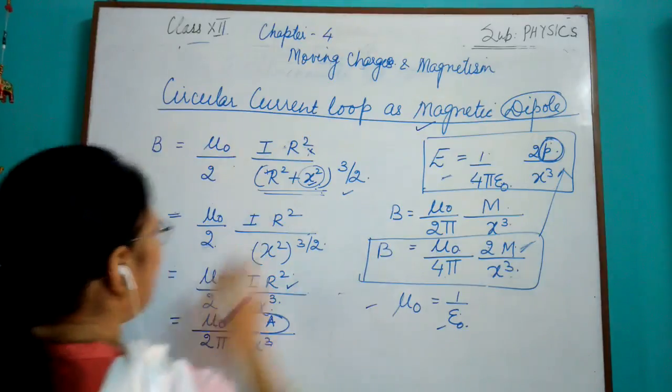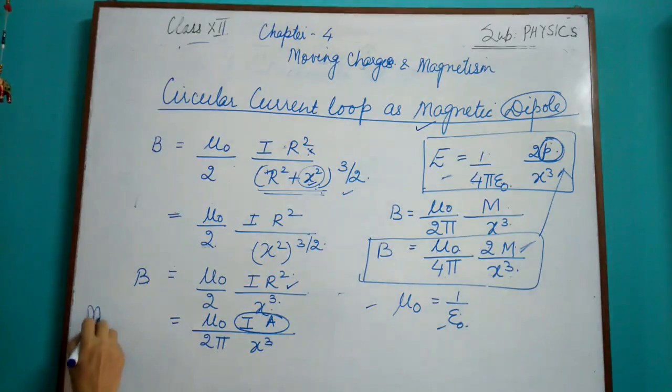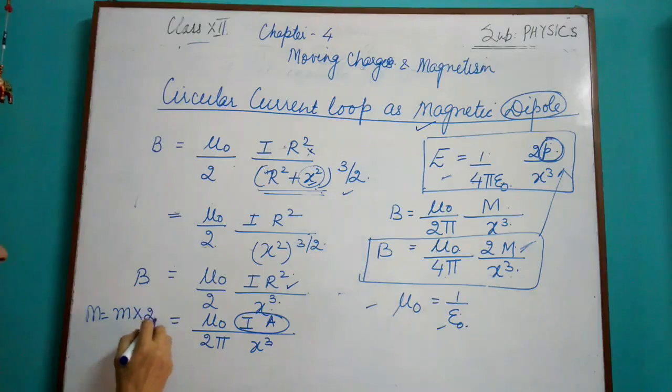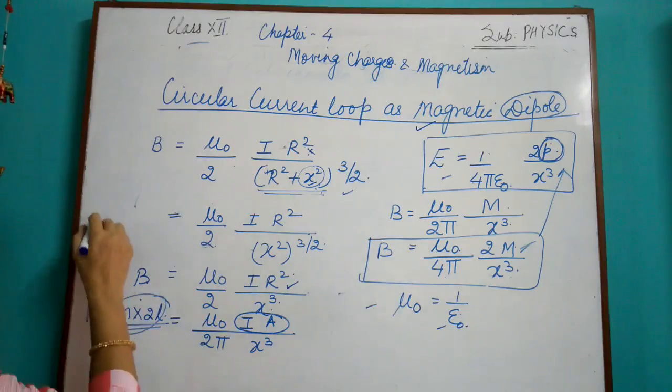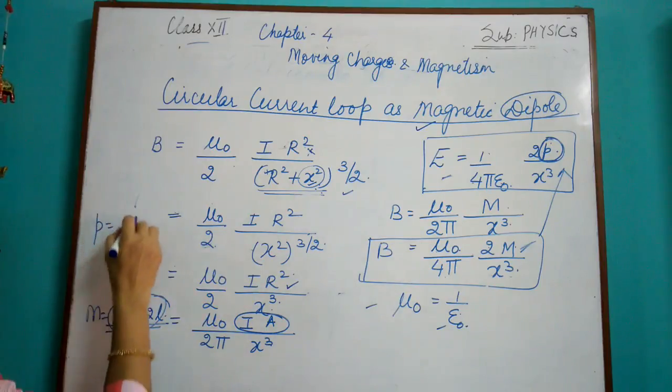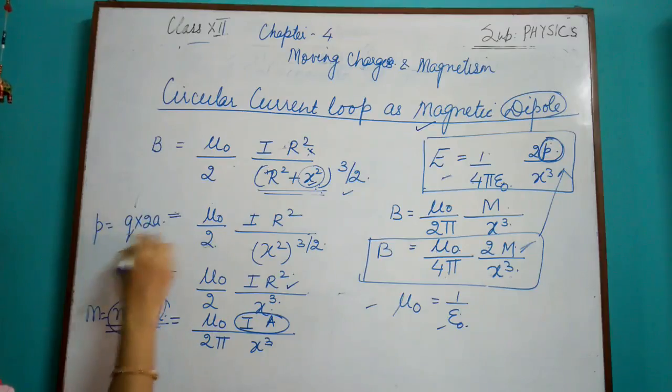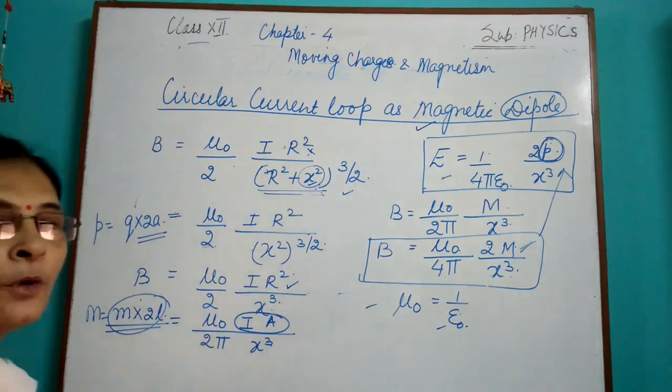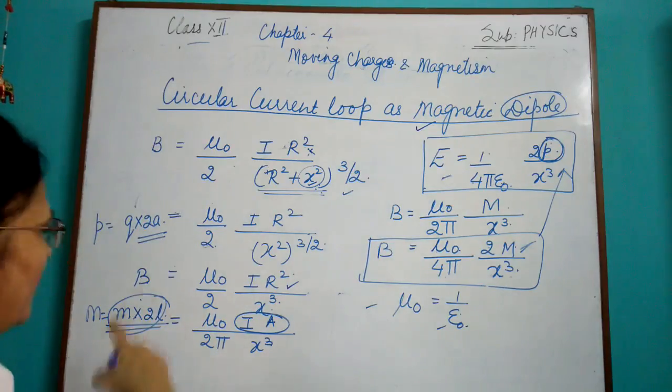For information, I will tell you magnetic dipole moment can be written also as magnetic strength of either of the poles multiplied by magnetic length. You can have it as 2L or 2A, whatever you feel like. In the same manner as we have got electric dipole moment as either of the charges multiplied by the dipole length.